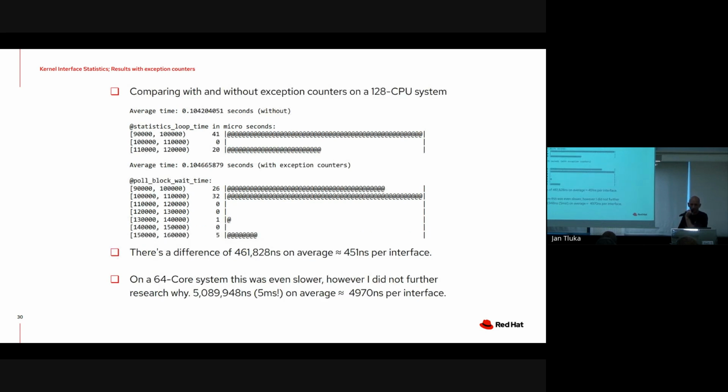So I did the same thing with the exception counter. I made sure there are some exception counters on all the 1024 interfaces. Well, I think only 900-something interfaces, but they had the exception counter, so we had to add those too. And you can see it increases a little bit with or without the exception counters. So it's not that much. So I think we should be fine. The other thing was that on a 64-core system, it was slower, and I didn't really figure out why. I didn't spend time figuring out why, because we're basically using it from a single core, so there's not much to be done.